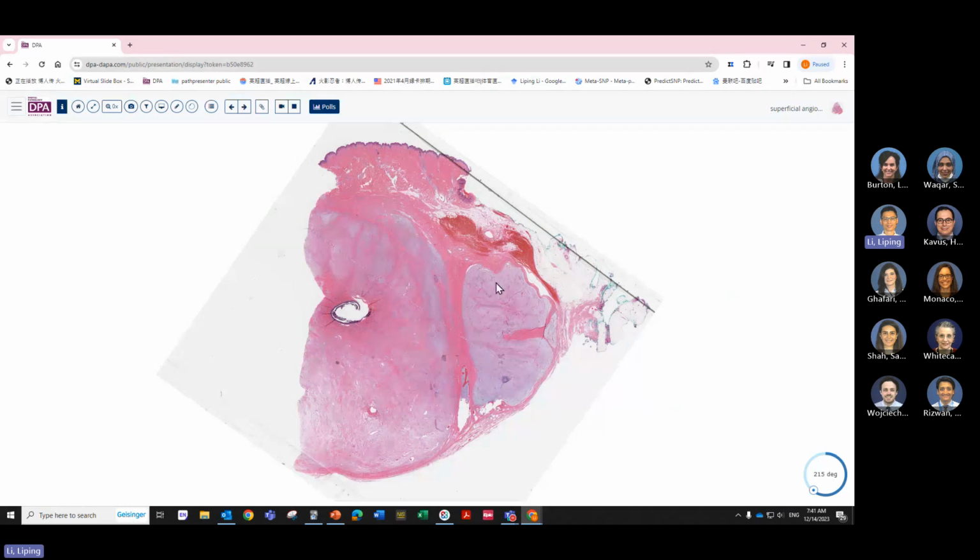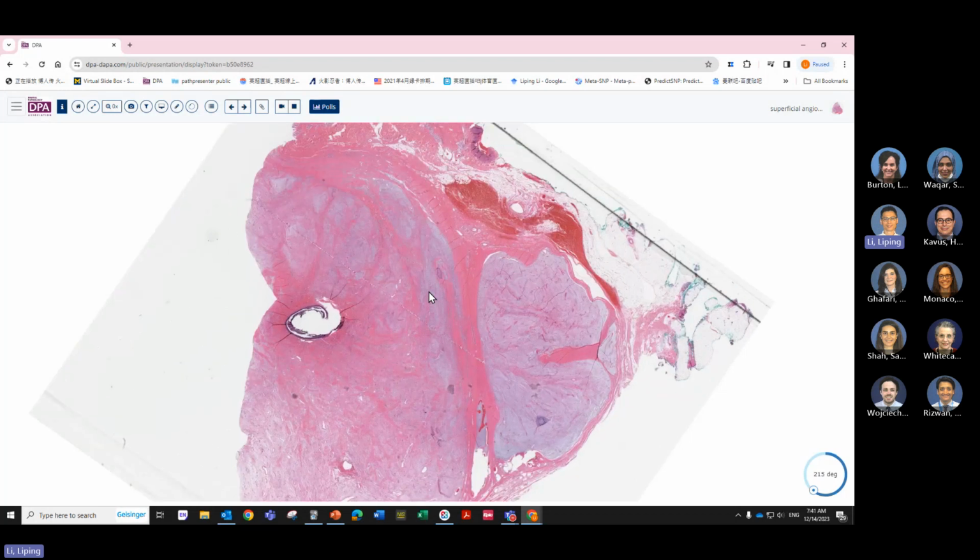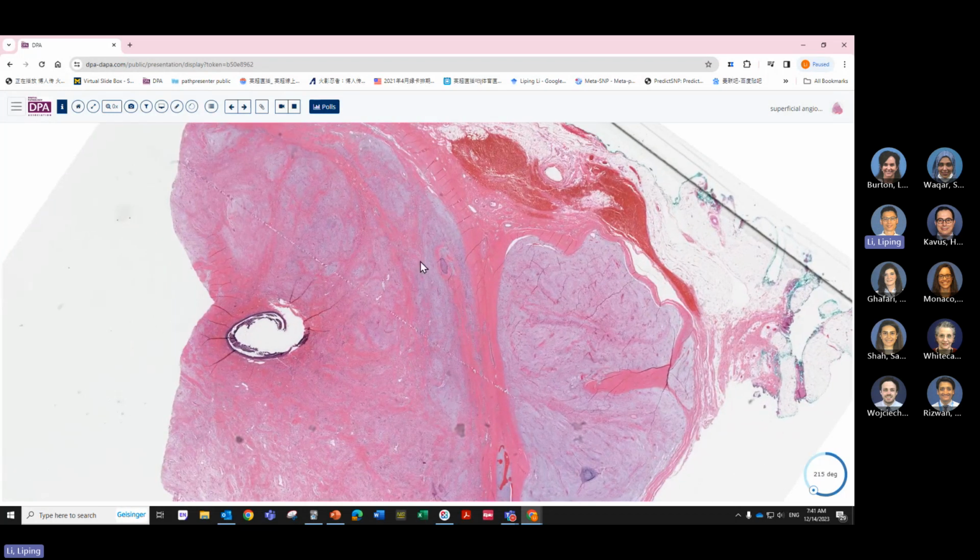Then from this low power, we also know that it's really hypocellular. So if you would like to call something myxoma or superficial angiomyxoma, you cannot see hypercellularity. And then also you could not see tons of blood vessel. If you see one of these two features, it's really not a cutaneous myxoma.